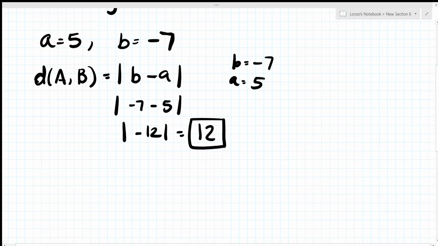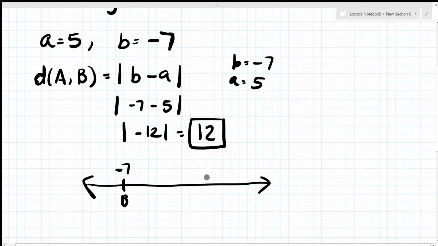And this is how it would look on a number line. So here's B, which is -7, right? And here's our A, which is +5. The distance from B to A is 12. Good.